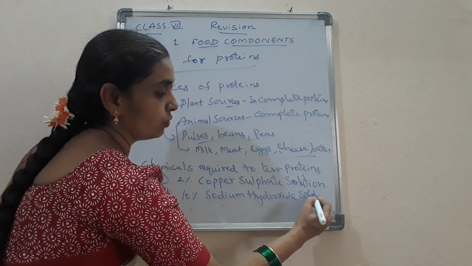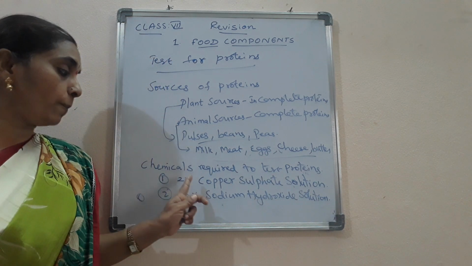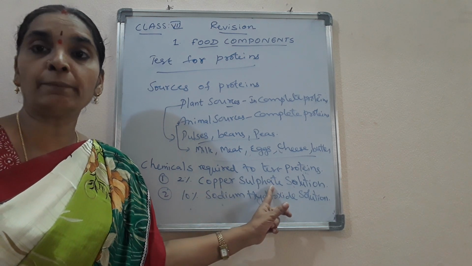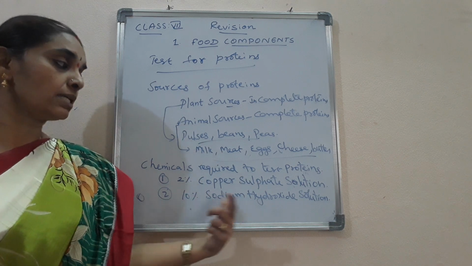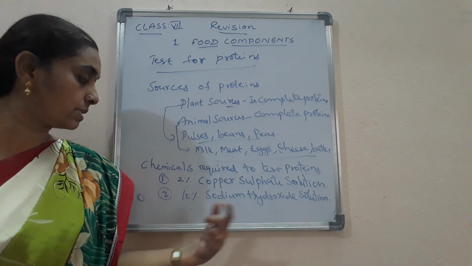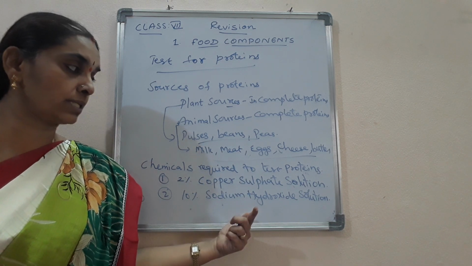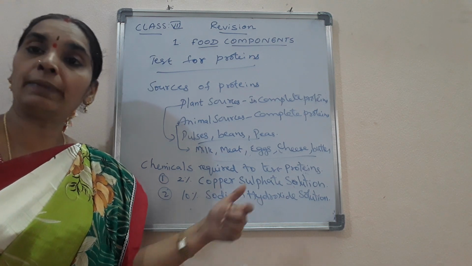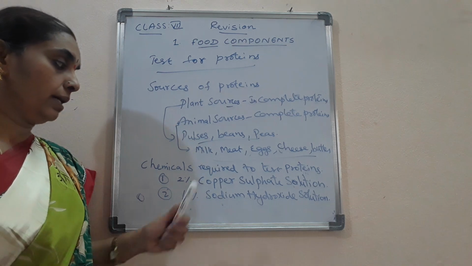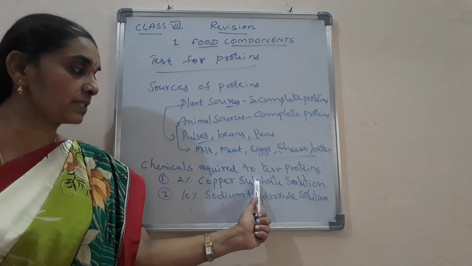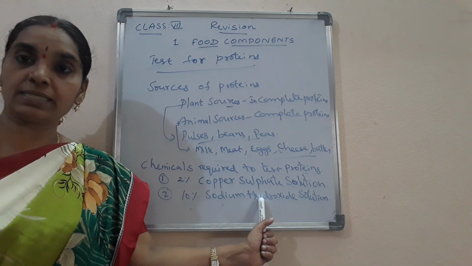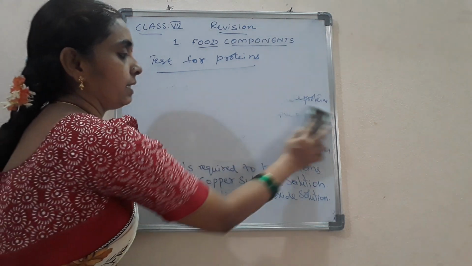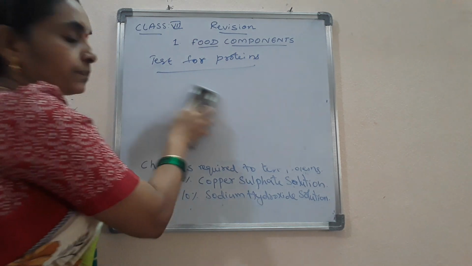2% copper sulfate solution means 2 grams of copper sulfate in 100 ml of water. 10% sodium hydroxide solution means 10 grams of sodium hydroxide, which comes in the form of pellets, in 100 ml of water. So this gives you 2% copper sulfate solution and 10% sodium hydroxide solution. Both of them are taken in test tubes.